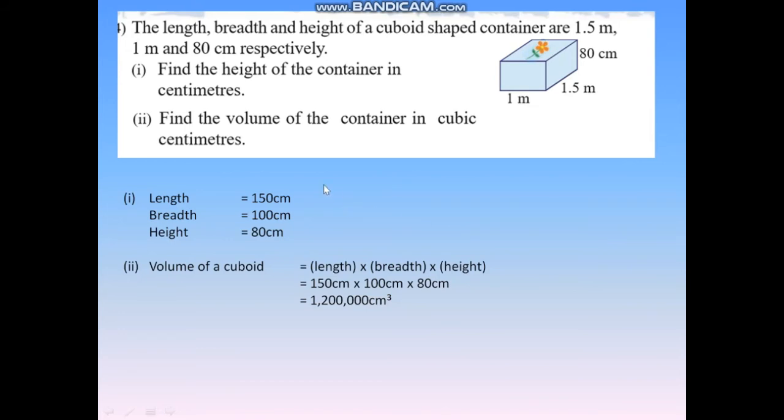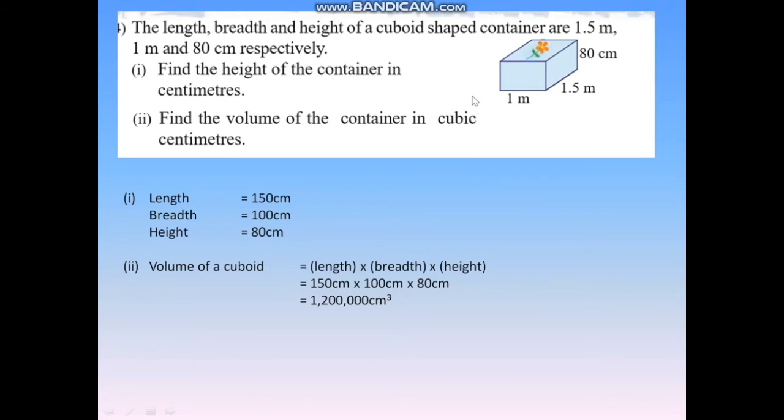Hope you remember in our previous lessons, we did some unit conversions, right? 1 meter is equal to 100 centimeters. So the length we get as 150 centimeters, breadth we get as 100 centimeters, height we get as 80 centimeters. So how are we going to calculate the volume?